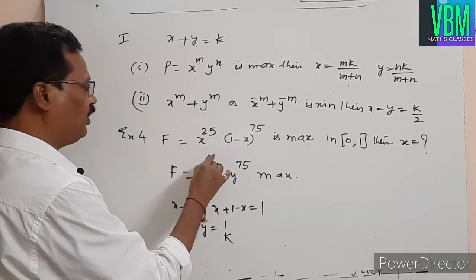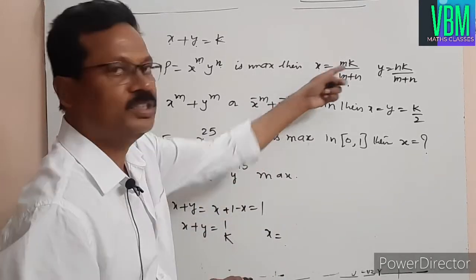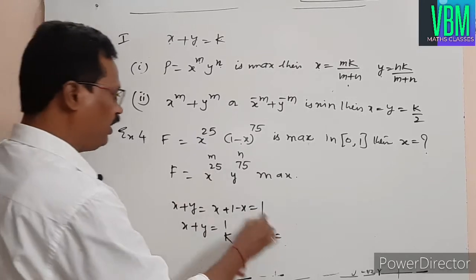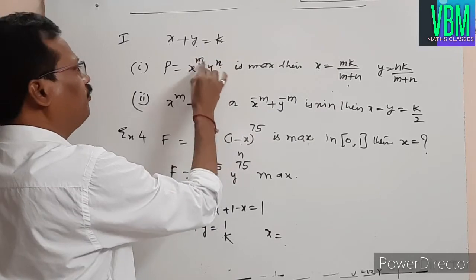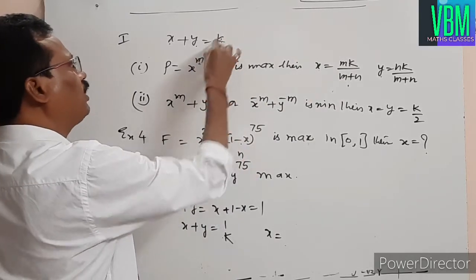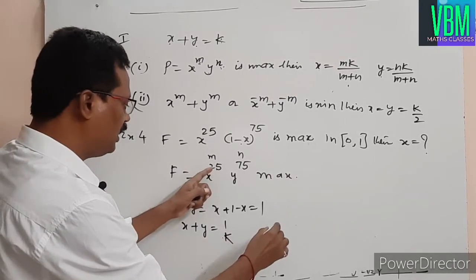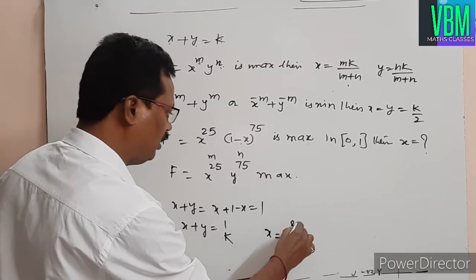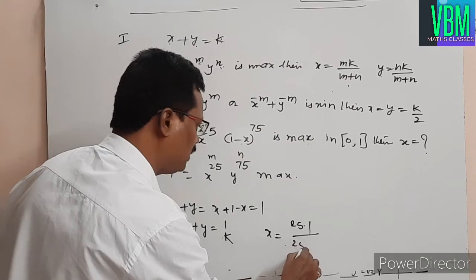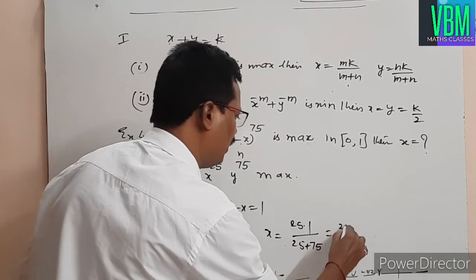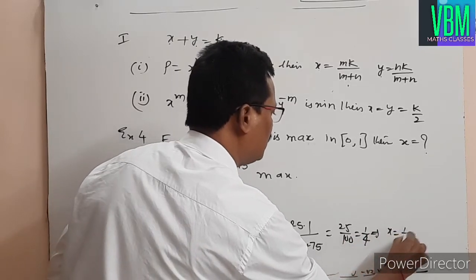Now m is 25 and n is 75. Therefore x will be what? By using this formula, x is equal to m into k by m plus n, and y is equal to n into k by m plus n. Now same here, x is equal to 25 into 1 by 25 plus 75. Therefore this is 25 by 100, which is 1 by 4. This implies x is equal to 1 by 4.